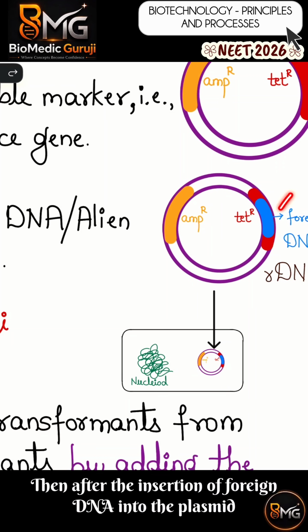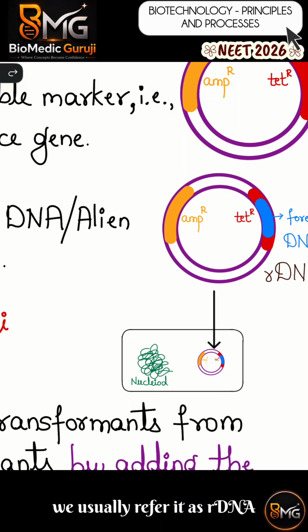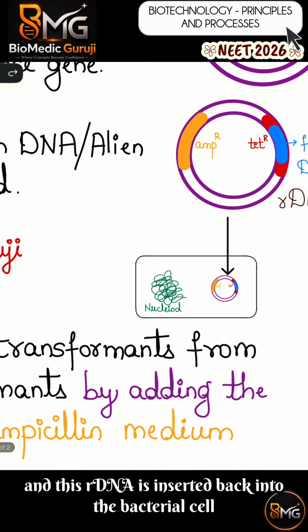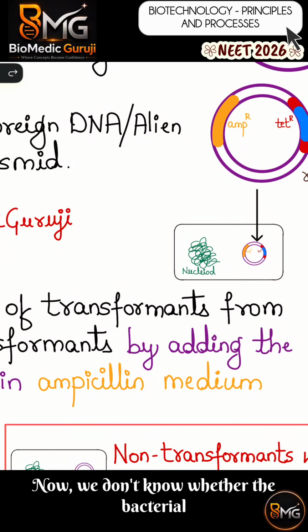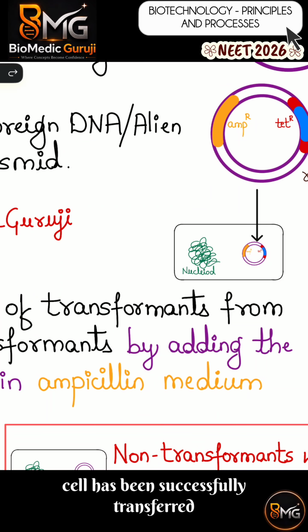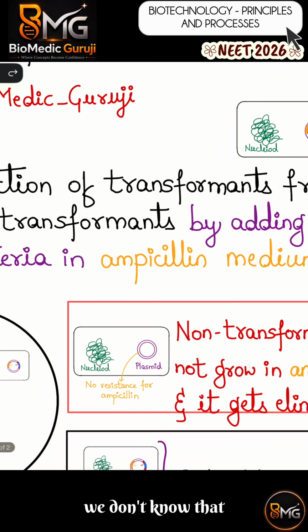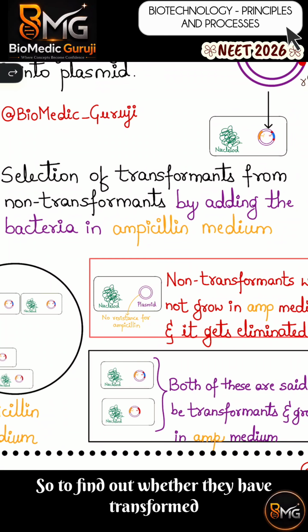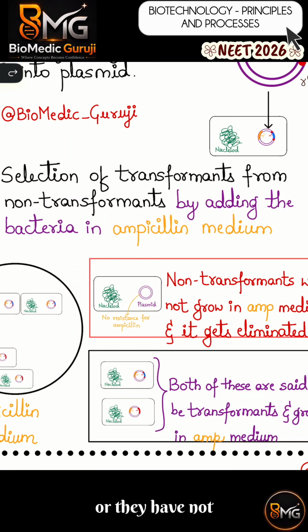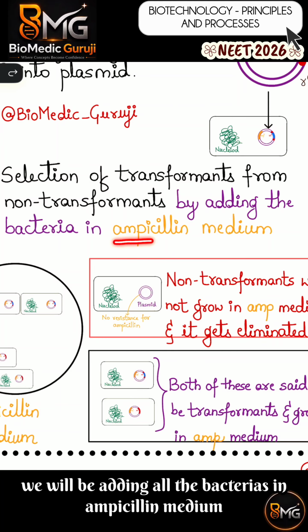After the insertion of foreign DNA into the plasmid, we usually refer to it as rDNA, and this rDNA is inserted back into the bacterial cell. Now, we don't know whether the rDNA is successfully transferred into the bacterial cell or not. To find out whether they have transformed or not, we will be adding all the bacteria to the ampicillin medium.